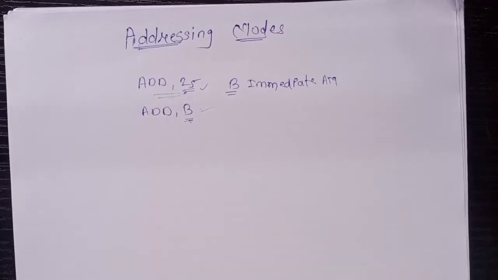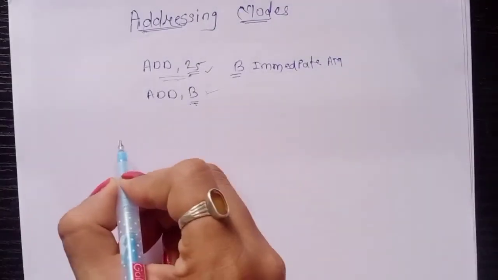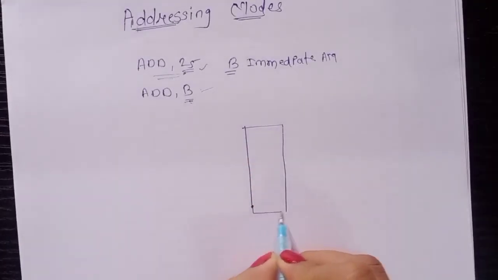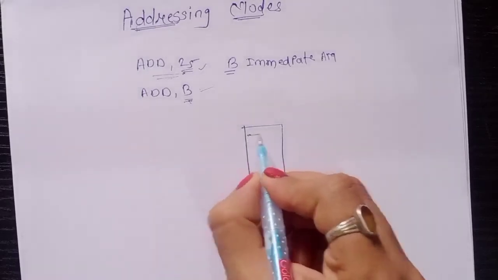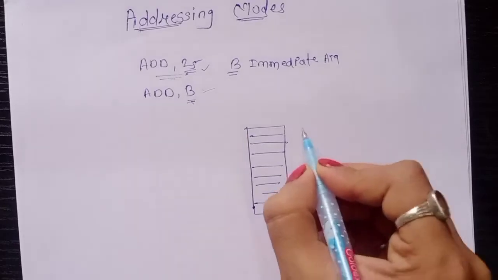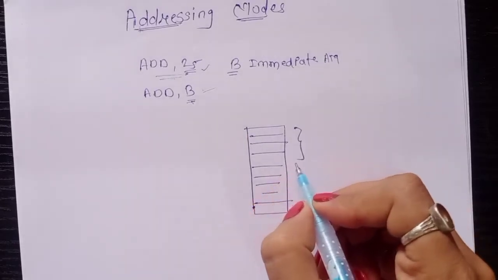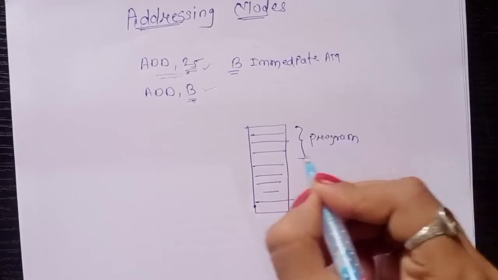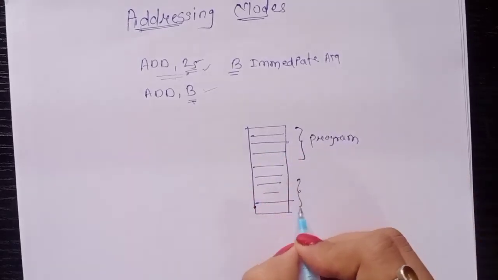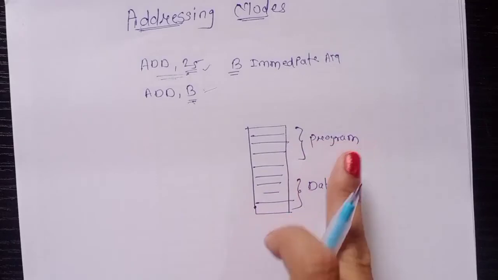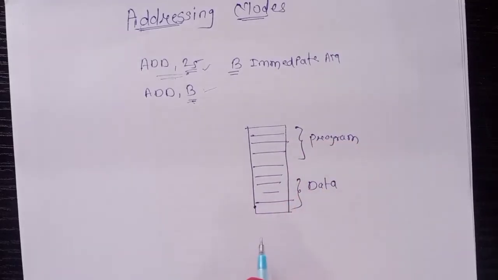Okay, so let's say this is a memory. Now you know that your programs are stored in memory. As we discussed in the previous lecture, in this part of memory programs are stored, and in this part of memory data is stored. So this is the memory.